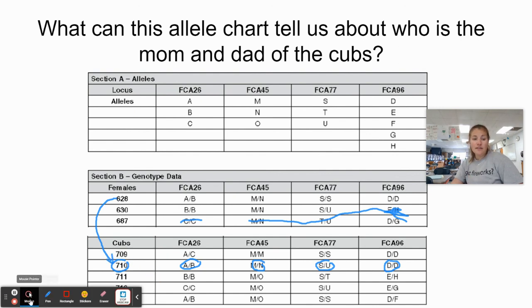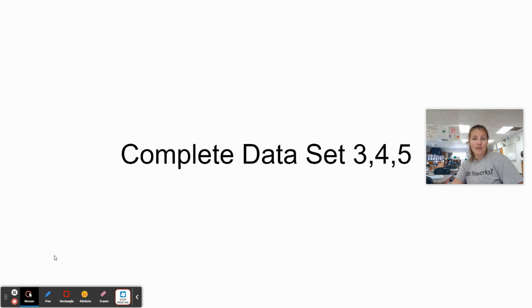With this information, I want you guys to go through and try to figure out who the moms of all the cubs are, and then who the dads of all the cubs are. Today you are going to complete data sets 3, 4, and 5. The part of this that is graded is the final report that you are going to get after all of these sets of information are completed.